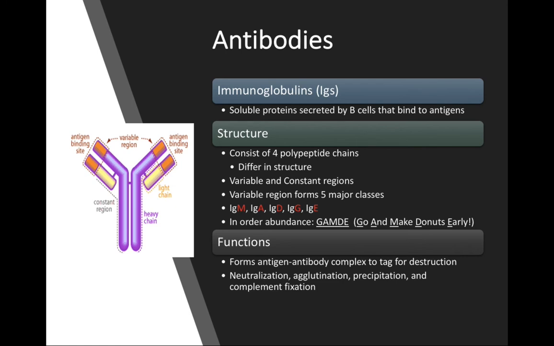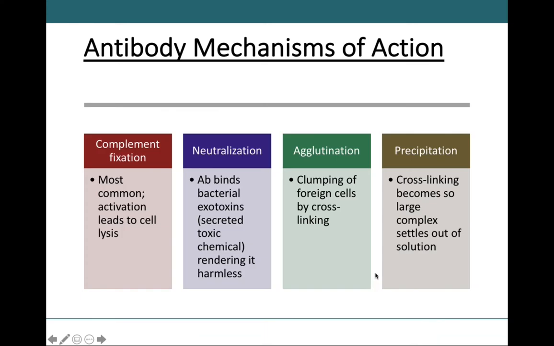Once the antibody binds to the antigen, it forms what's known as the antigen-antibody complex. And from here, this is going to signal to our immune system that the structure that is bound to the antibody needs to be destroyed. There are four major mechanisms of antibody function. They are neutralization, agglutination, precipitation, and complement fixation. And we can see all four of those antibody mechanisms shown here.